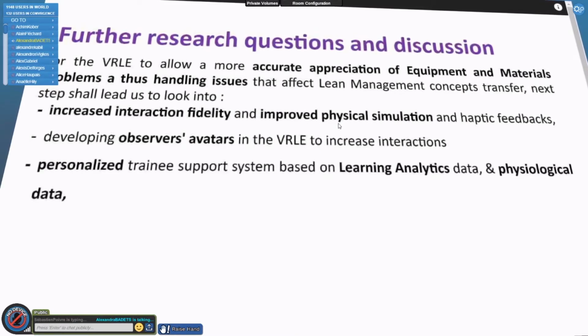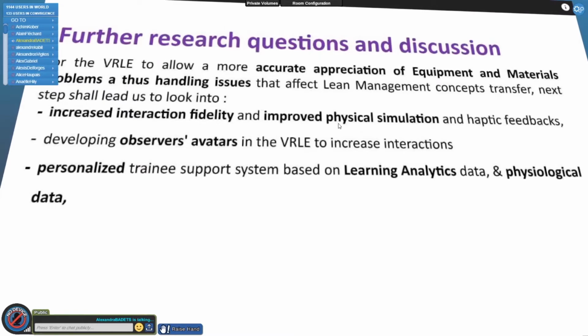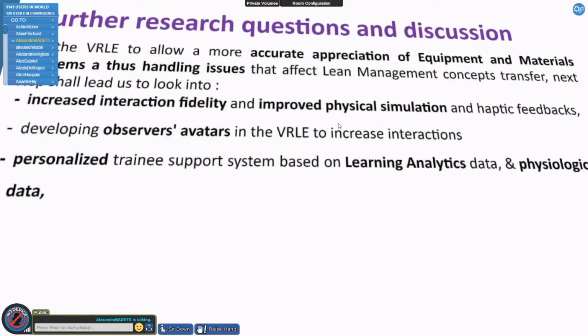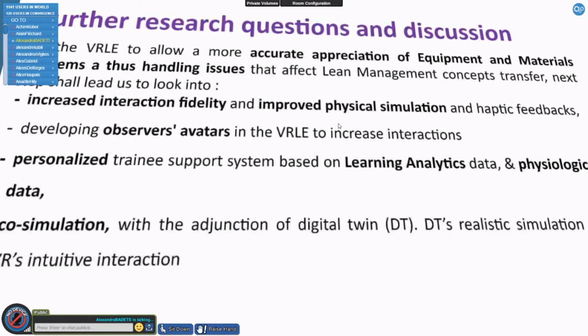Then two other things we might look into, personalized trainee support systems, such as a learning assistance tool that would be able to identify learning profiles and thus adapt the field's resources. So we might use learning analytics data and physiological data, such as heart rate and stress levels, combined with deep learning algorithms to help us improve the environment's adaptation to the individual profiles, which is something we did not do in this first stage.